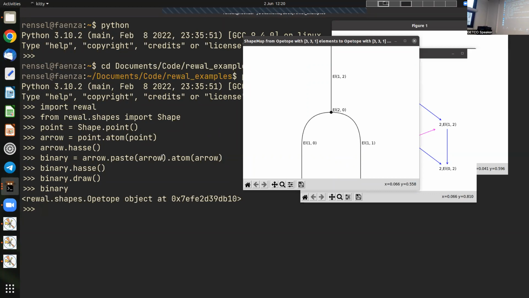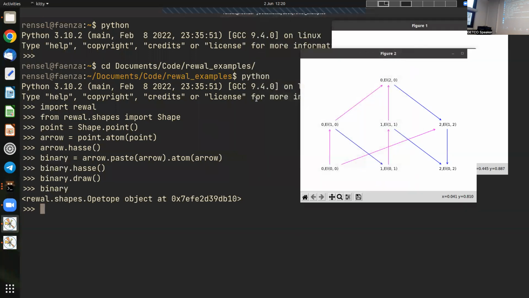So, in addition to these basic constructors, there's also some more refined or higher-level ones. For example, I told you that we have all these subclasses of shapes. So for example, we have a constructor which just gives you the simplex given a dimension. I can do the three-dimensional simplex, the tetrahedron.